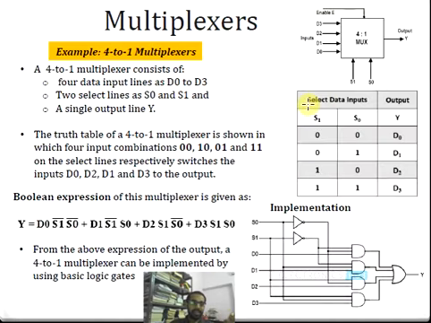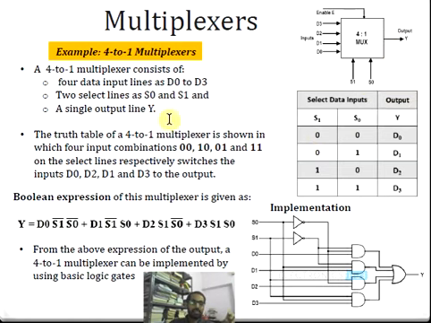Now we will see another example where we have to transmit 4 inputs to 1 output. That is called the 4 to 1 multiplexer. This is the corresponding block diagram. Here you can see D0, D1, D2 and D3 are the inputs. How many select inputs do we need? 2, right? Because the relation is 2 raised to n. So S1 and S0 act as the select inputs, and there is only one output, Y.